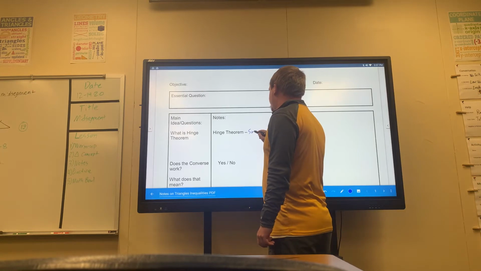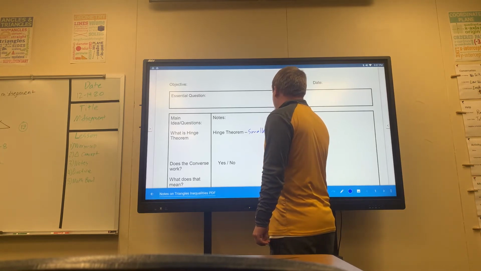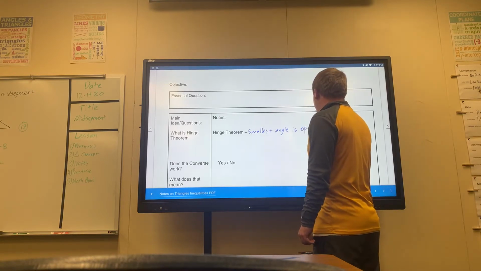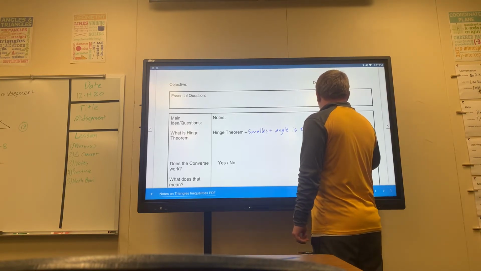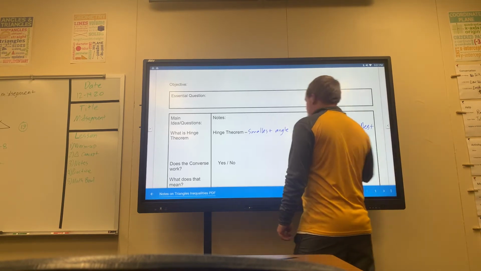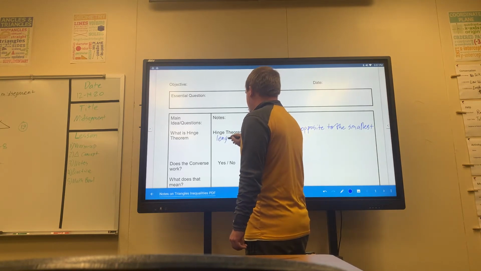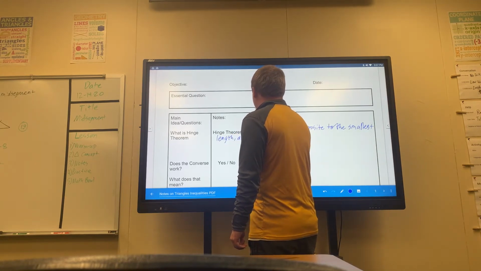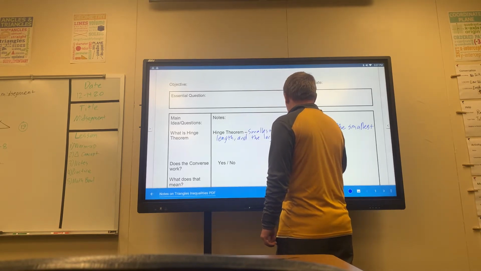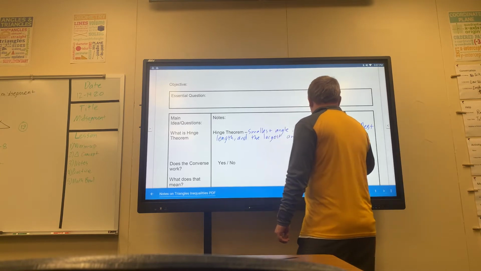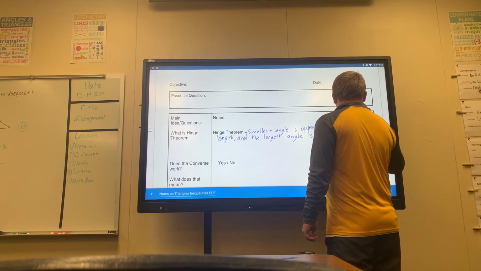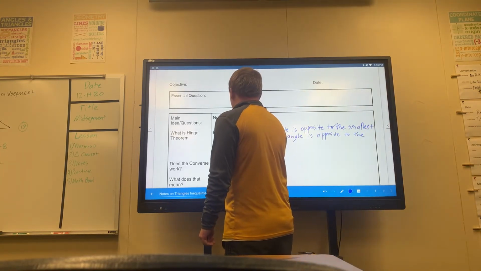It's that the smallest angle is opposite to the smallest length, and the largest angle is opposite to the largest length.